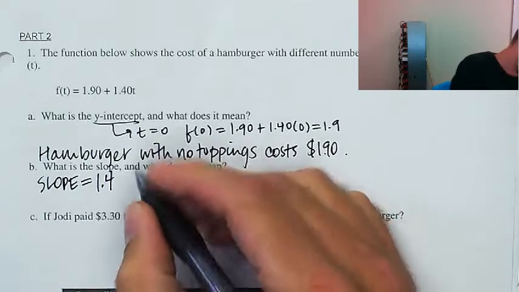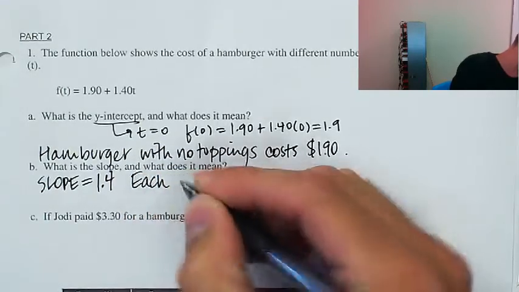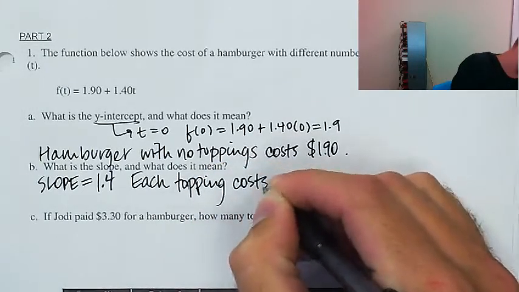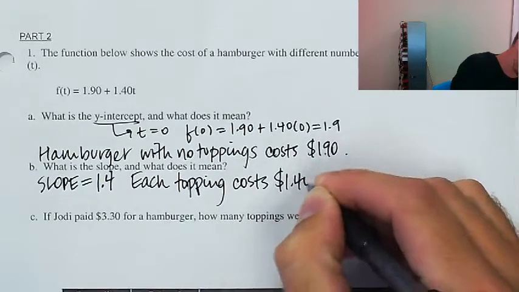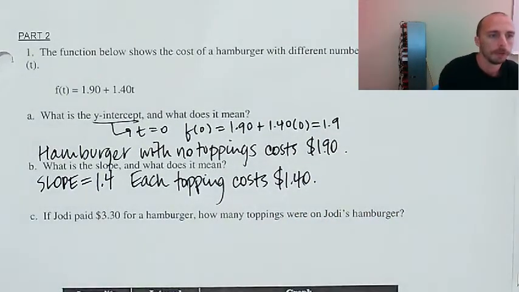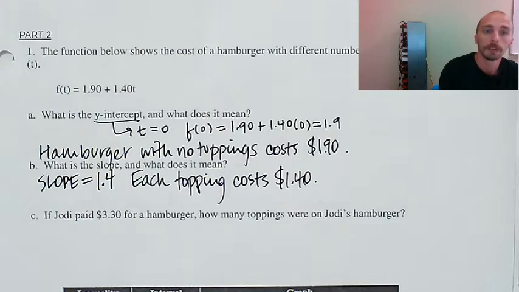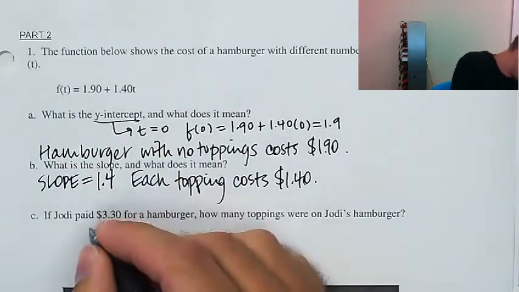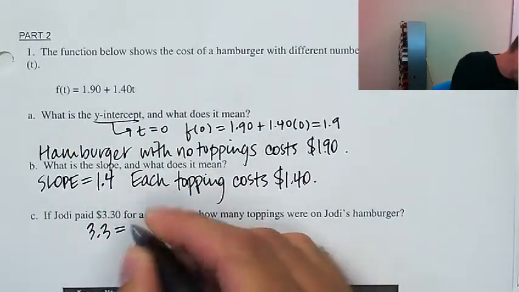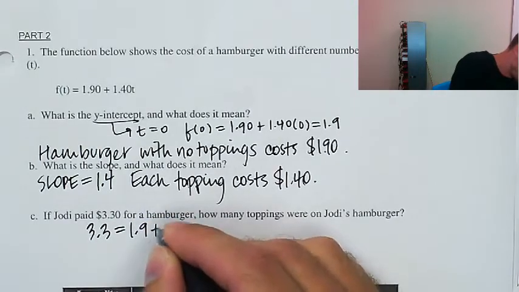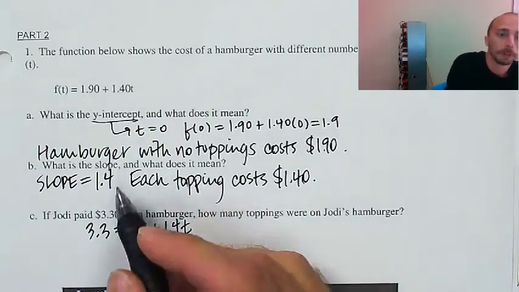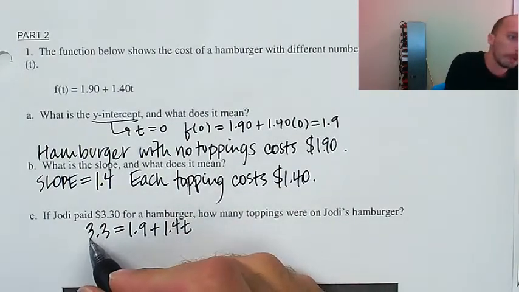And that means that each topping costs $1.40. If Jody paid $3.30 for a hamburger, how many toppings were on Jody's hamburger? Okay, well, that means the cost equals 3.3. So f of t is the cost. So 3.3 is going to equal 1.9 plus 1.4 times t. And then we're going to solve for t. We're going to start by subtracting 1.9 from both sides.